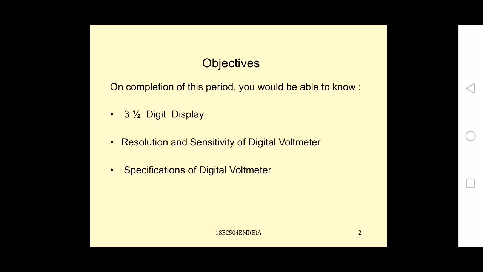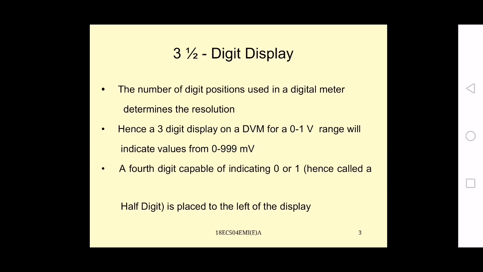So what is a 3.5 digit display, what is resolution, sensitivity and the different specifications. A 3.5 digit display means we have 3 digits of full display, and the half digit can display either 0 or 1 on the digital voltmeter. The total number of digit positions used in the digital meter also determines the resolution. So overall you will have 3.5 digits.